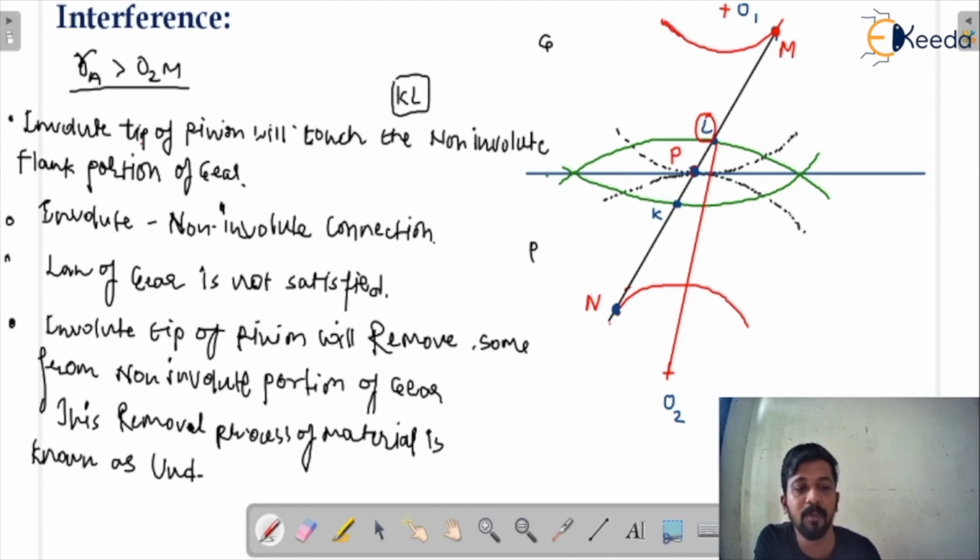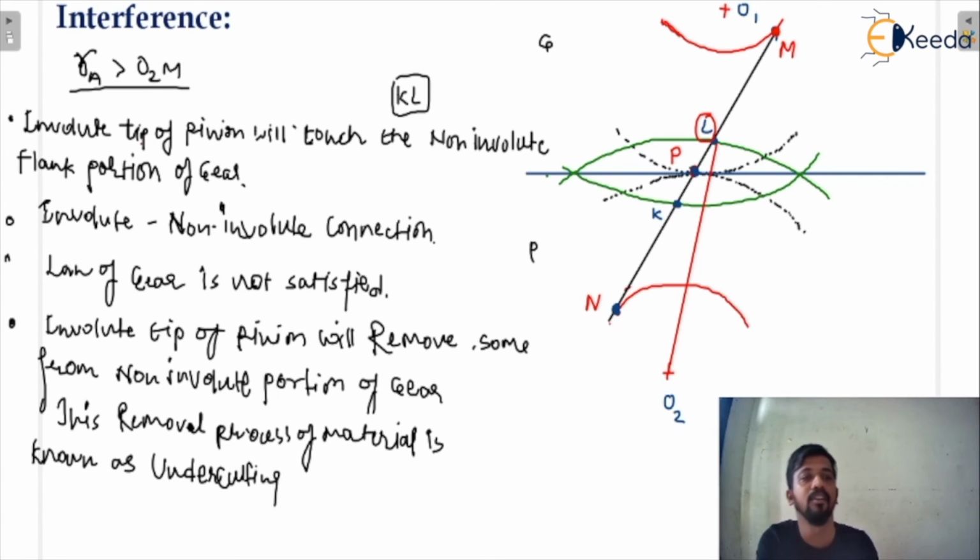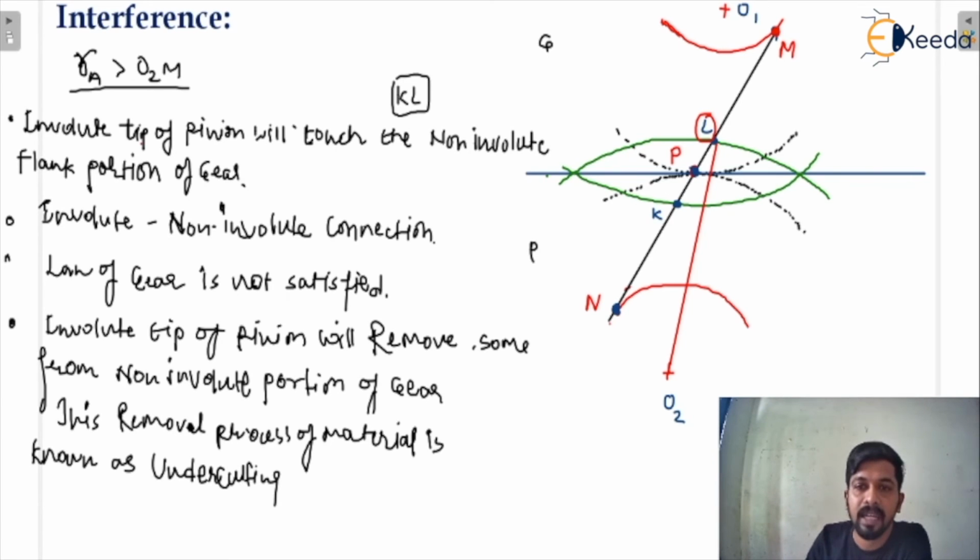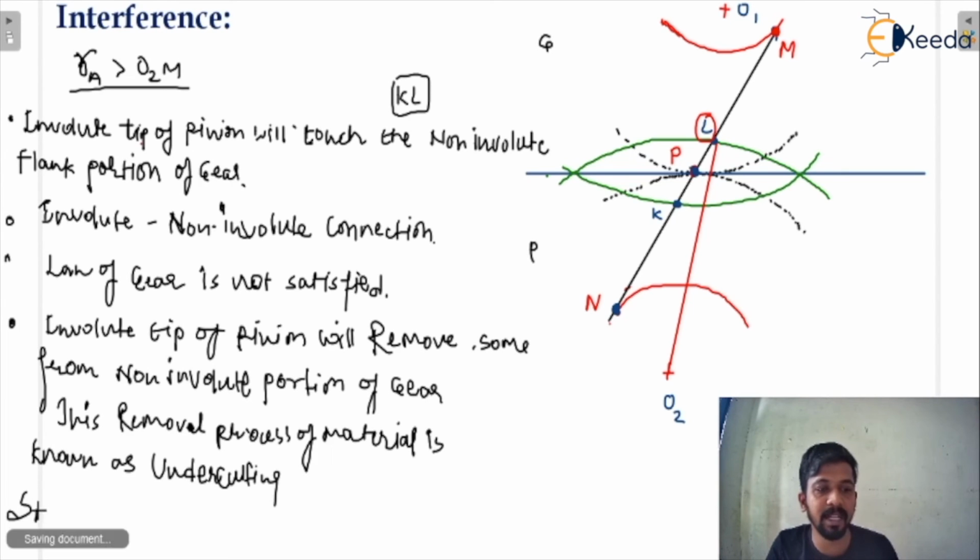So I hope you are getting my point. What is undercutting? When the involute tip of the pinion enters into the non-involute portion of the gear, it will remove some material from the non-involute portion of the gear. So this removal process of the material is called undercutting, and similar conditions and similar results will be there.